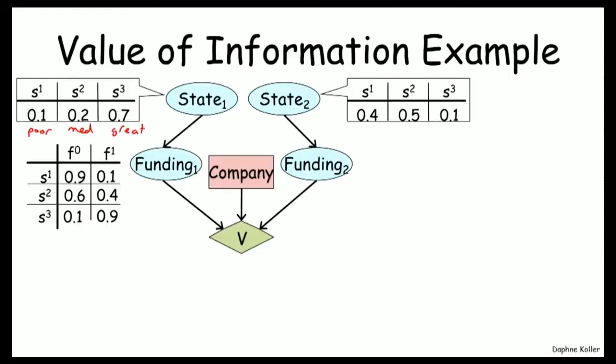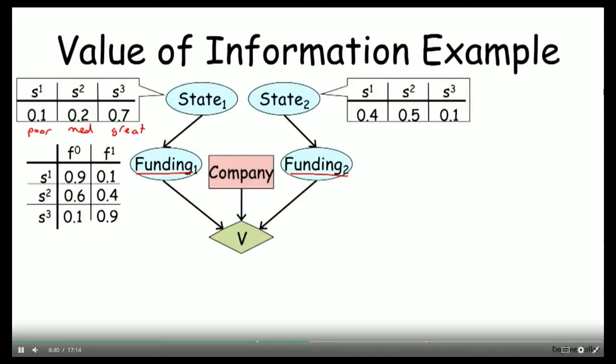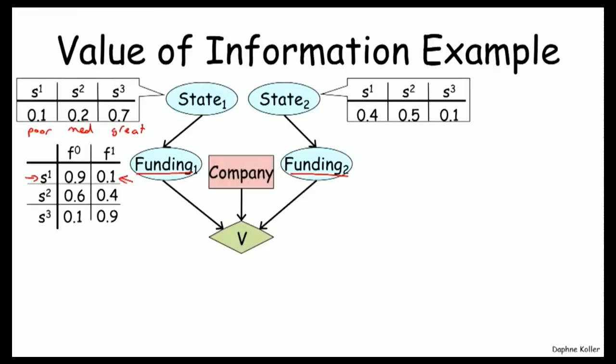We are assuming that the company funders have access to some of this information about the company state because they can do some very in-depth due diligence. And so the chances of a company to get funding depends on the state of the company. So you can see that if the company state is poor, S1, then the chances of getting funding are 0.1, whereas if the company is doing great, the chances of getting funding are 0.9. And we're assuming that the agent's utility is 1 if the company that he joins gets funded, and 0 otherwise.